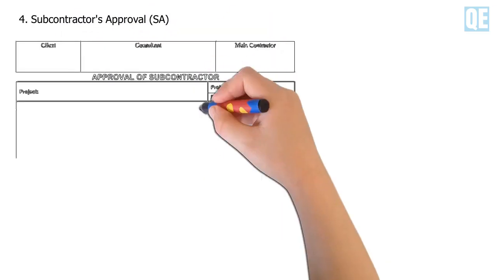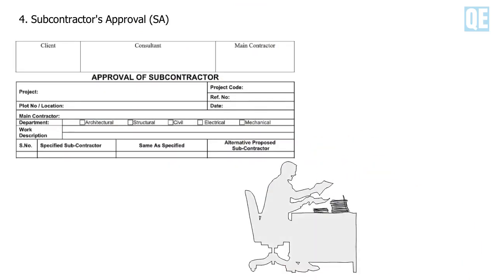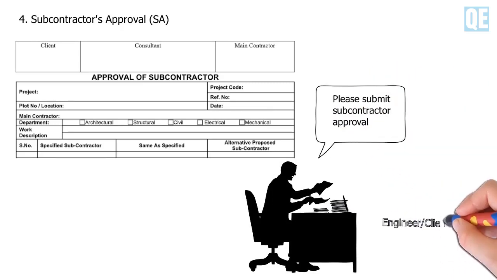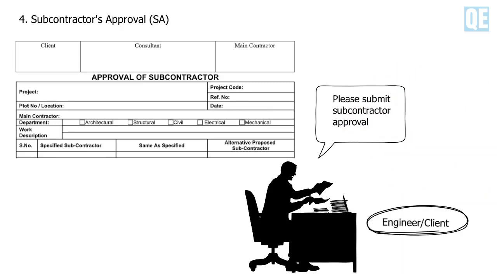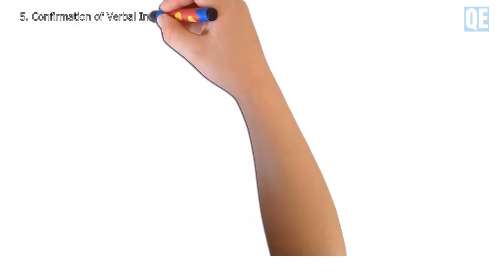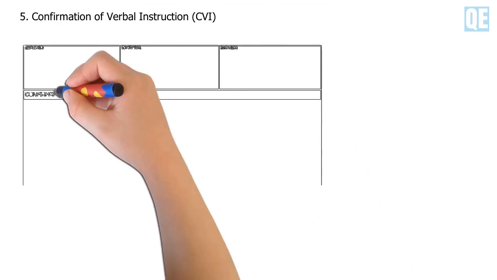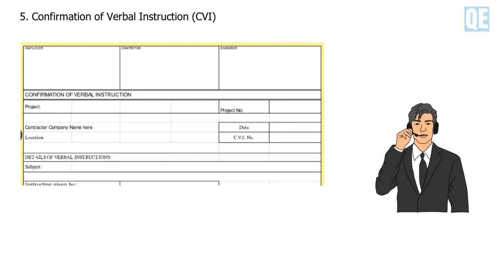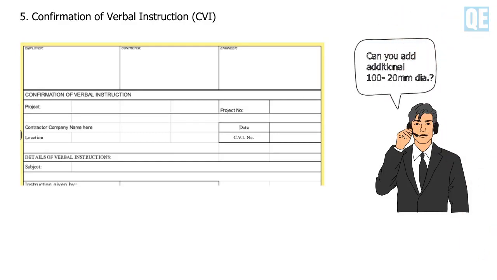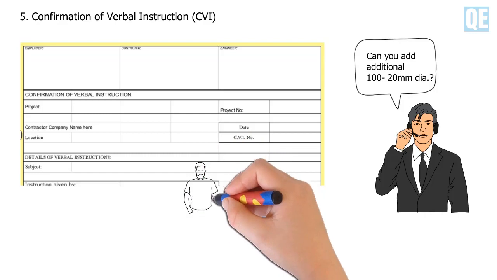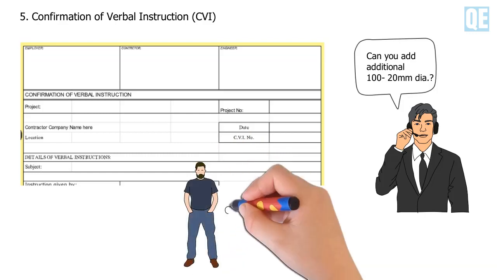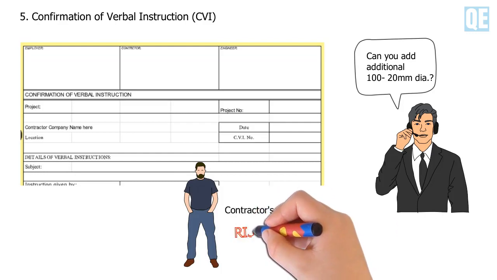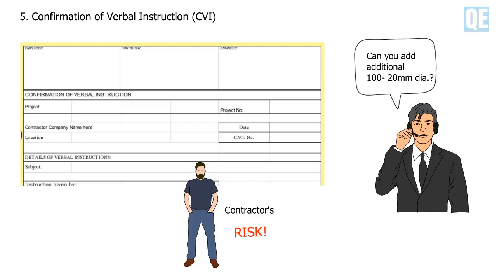4. Subcontractor's approval. This form will use to submit to the engineer for approval of any subcontractor that takes subcontracts work in a project. 5. Confirmation of verbal instruction or CVI. The contractor will use this form to confirm to the engineer or consultant for the verbal instruction he stated during the meeting or phone calls or site joint inspection. Right? If the work proceeds without submitting CVI, it is performed at the contractor's risk.